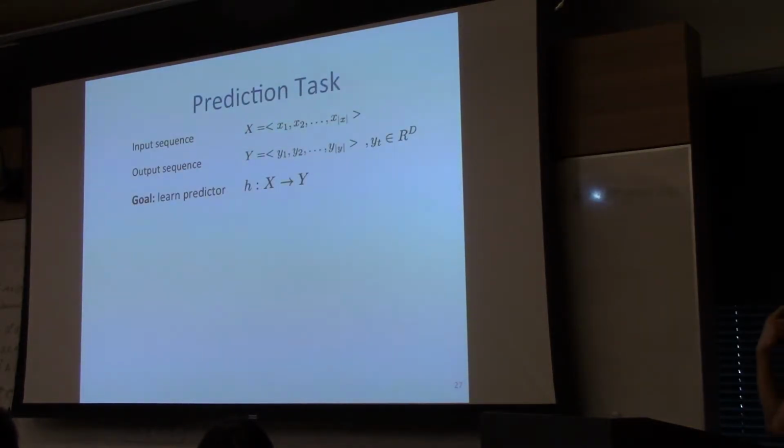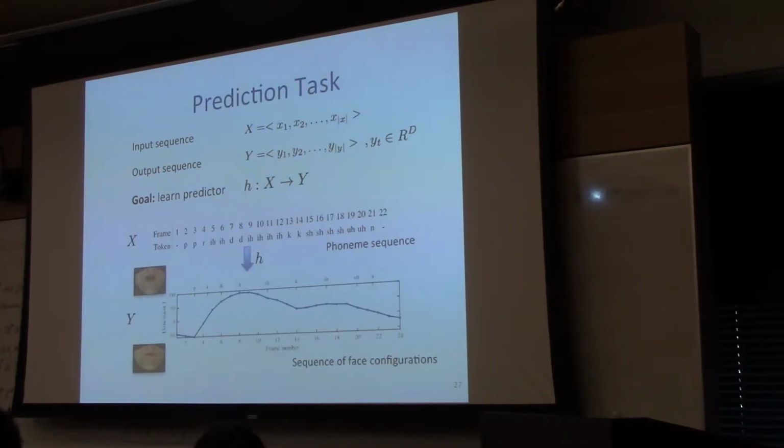Here's the prediction task. So X is a sequence of phonetics. Y is a sequence of outputs. Capital D here is 30. So each Y in this sequence is a 30-dimensional configuration of Ken's lower face. And then we want to run this sequence mapping, right? Okay. So this is the phonetic sequence for the word prediction.